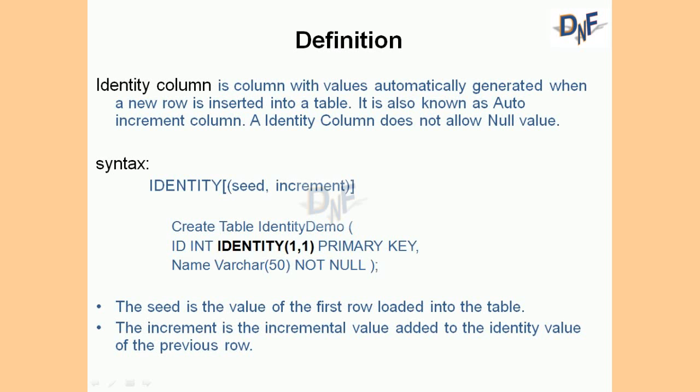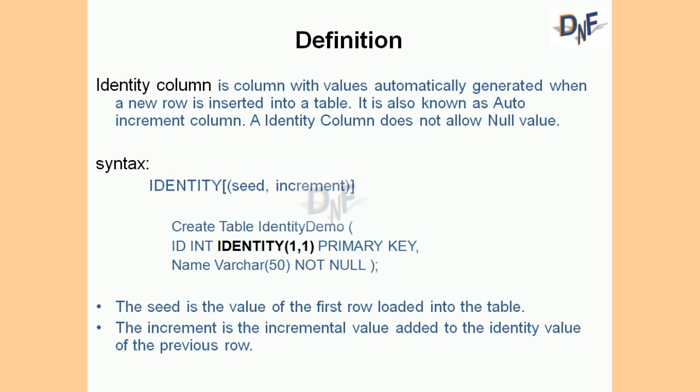Here is a simple definition of the identity column. An identity column is a column with value automatically generated when a new row is inserted into a table. It is also known as an auto-incremented column. An identity column does not allow the null value. When we declare a column as an identity column, we cannot insert the null value on that particular column.